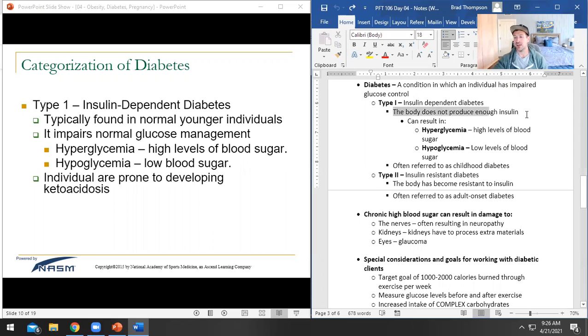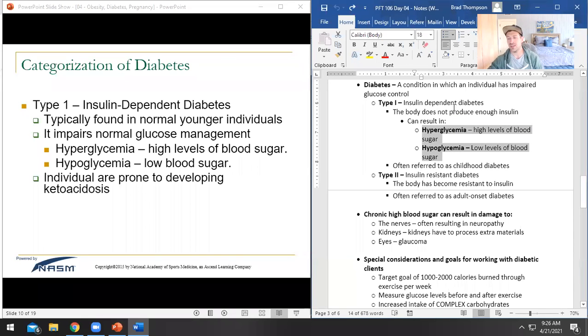So your body's not producing enough insulin, right? That often results in what we call hyperglycemia, which is high blood sugar levels. Or what can sometimes happen is if they take too much insulin, or because of having such high levels, they burn through a lot of energy and do so much work, which causes their blood sugar levels to drop. They might also end up with hypoglycemia, so that's low blood sugar levels, which can cause fainting and things like that. So you will see hyper and hypoglycemia.